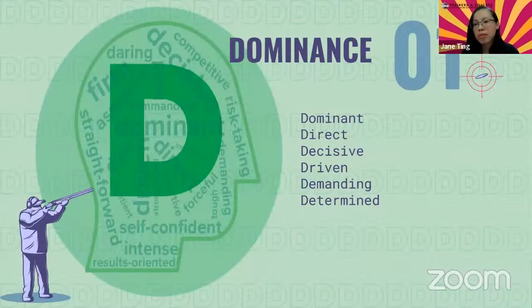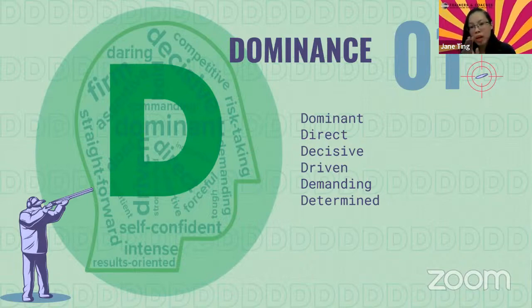Now I will talk about DISC in more detail, exactly what it is. And slowly we'll go through who they are, and which personality you are. So D stands for dominance. Dominance are persons who are very direct, decisive, driven, demanding, and determined.